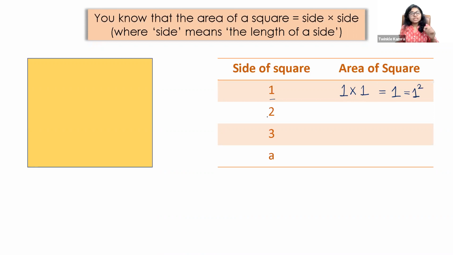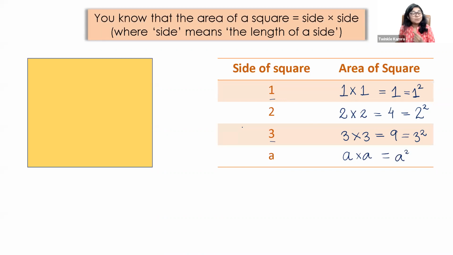A square of side 2: its area is side 2 into 2, and the answer we know is 4, which can be written as 2 square. The area of the square with side 3 is 3 into 3, which is equal to 9, and it can be written as 3 square. Similarly, for a square with side A, the area is A into A, which is A square. I hope you got it.